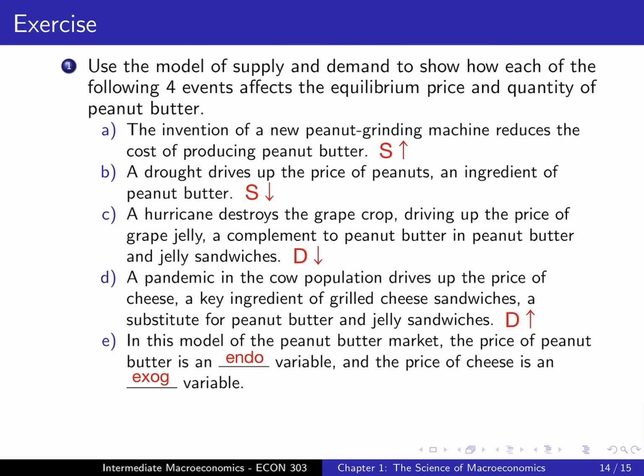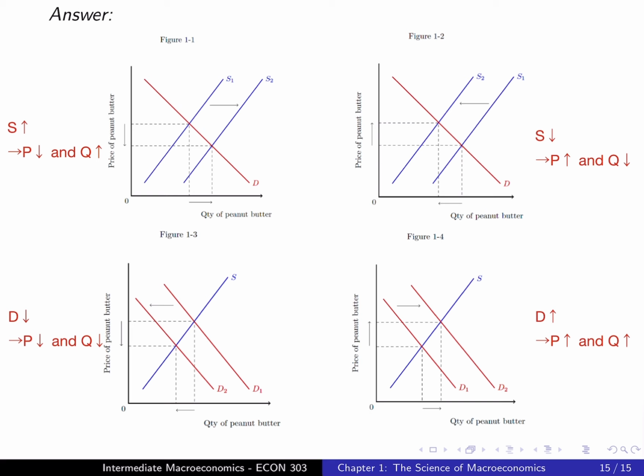B. A drought drives up the price of peanuts, the key input. This increases production costs and shifts the supply curve to the left, as shown in the second graph. The outcome is a higher price and lower quantity.